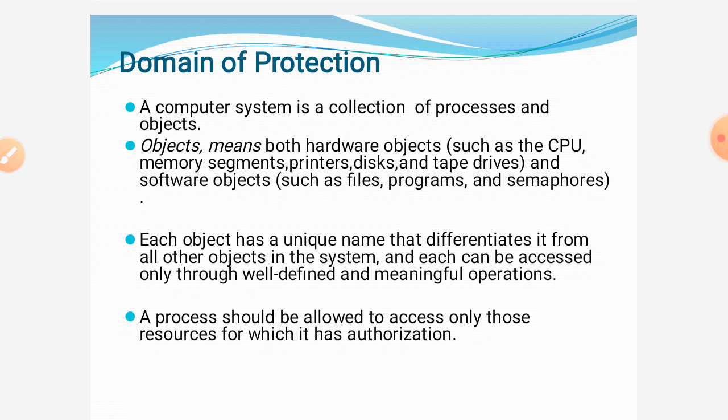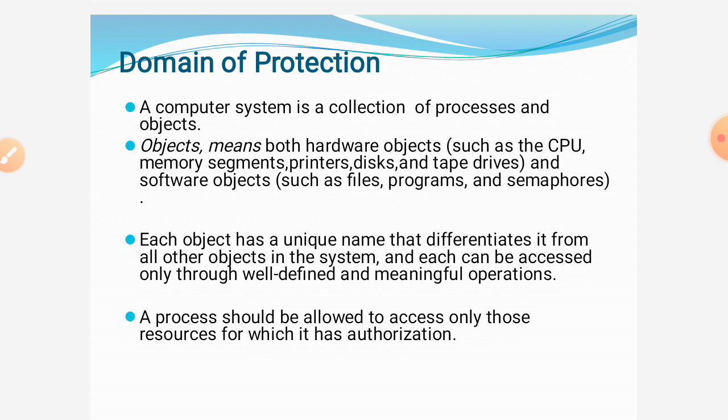A computer system is a collection of process and object. Here the object means both the hardware object. Hardware object means CPU, memory segment, printer, disk and tape drives, etc. Software object means files, programs and semaphore.